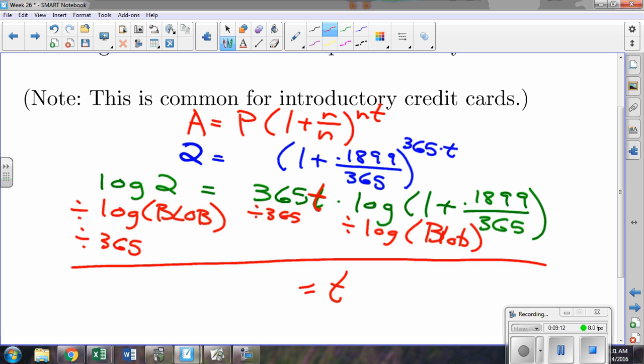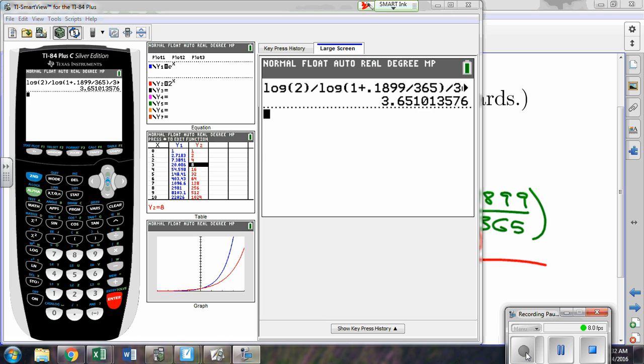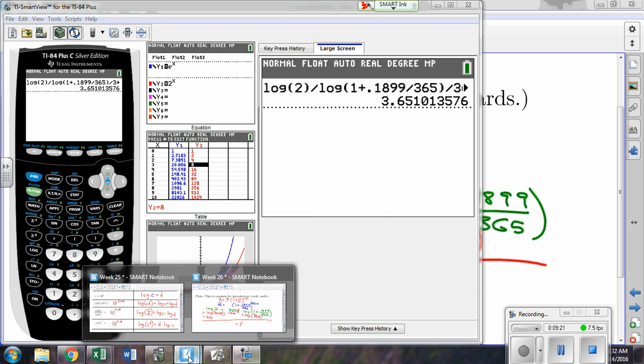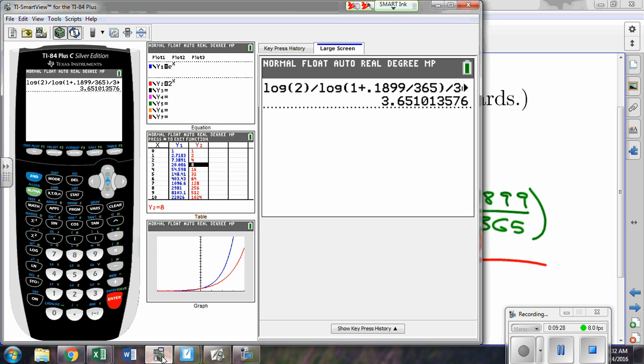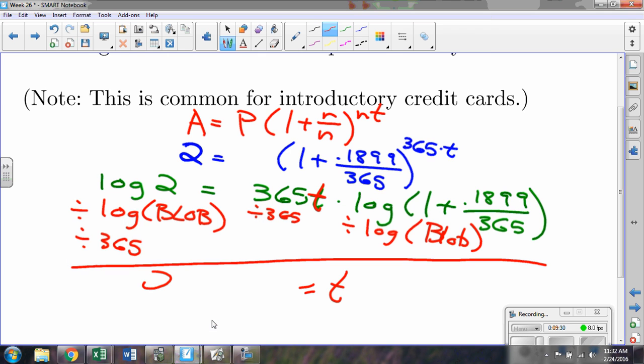After putting it into our calculator, what did you obtain? So after pausing the recording and putting it into my calculator, here's what I obtained. And so we have then, oh, I forgot what number it was. 3.65. 3.65 years.